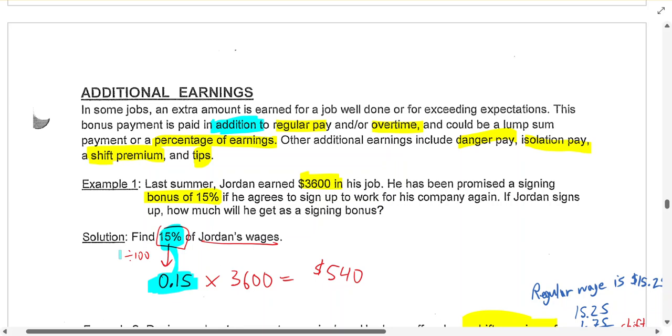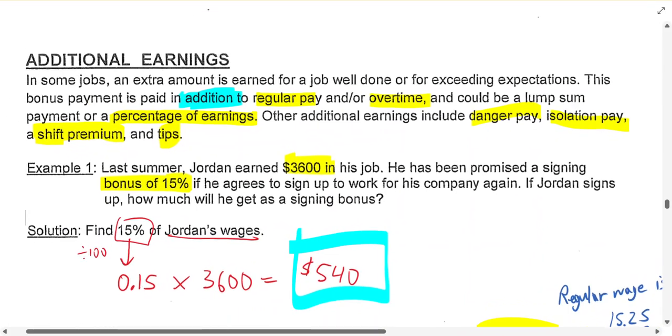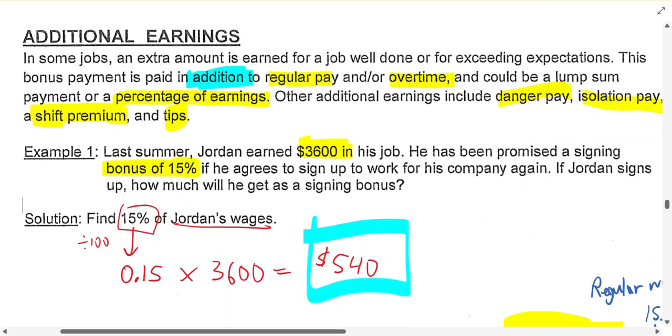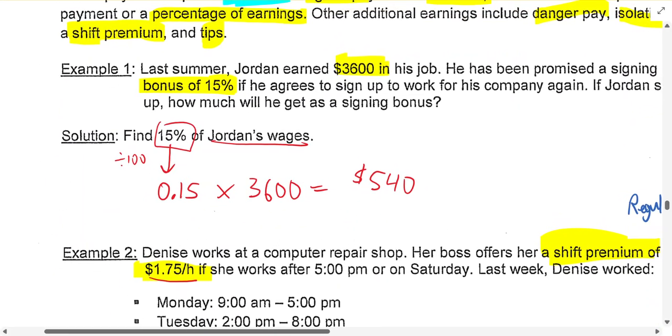We do that by dividing by 100, and then you multiply it by how much you earned. And so the signing bonus was $540. So Jordan gets this extra money just for signing up. And that's how sometimes companies will entice you to leave and join their company. Okay. Next one, shift premium.